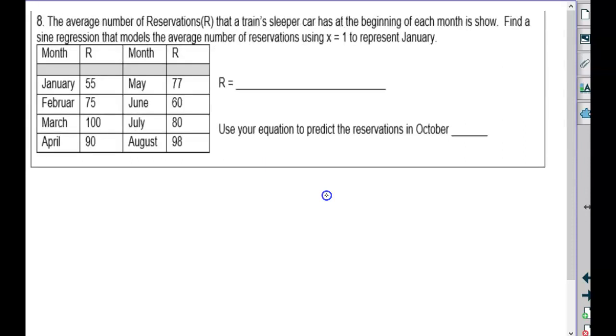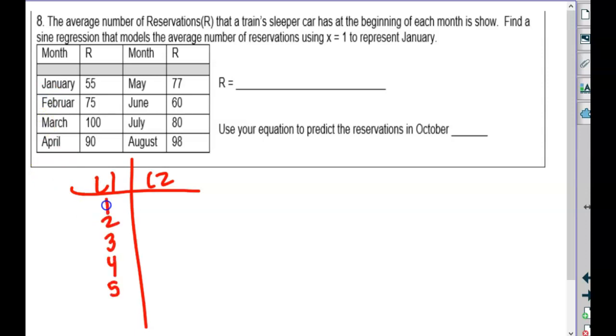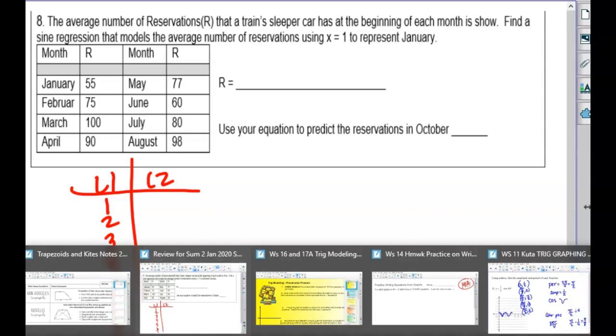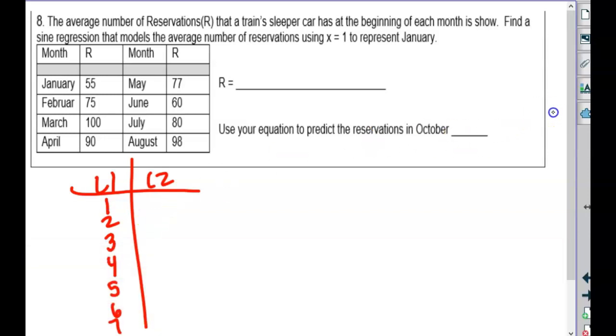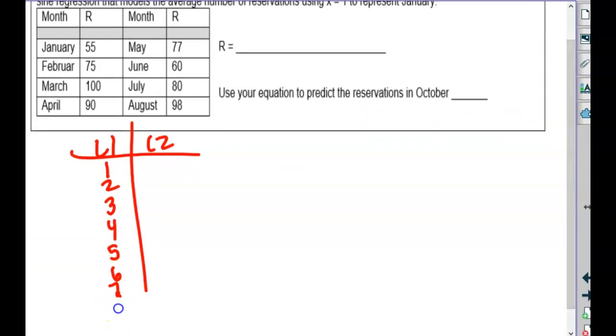You want to do the regression? Yep. We are going to put into list 1 and list 2 the months: 1, 2, 3, 4, 5, 6, 7, and 8, I believe, right? You got to do them in order, guys. This is January through August, which is 8. So over here, make sure you don't go back and forth or something silly. These got to match up. March, April, May, June.